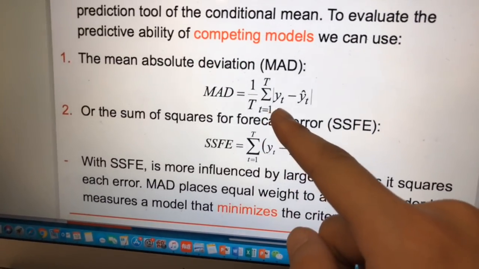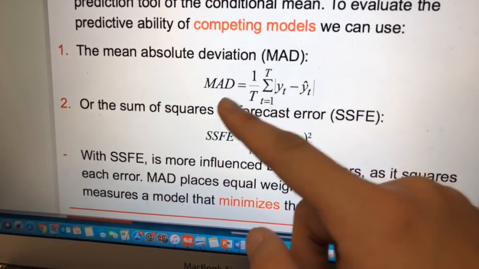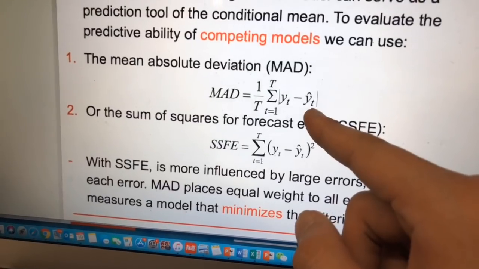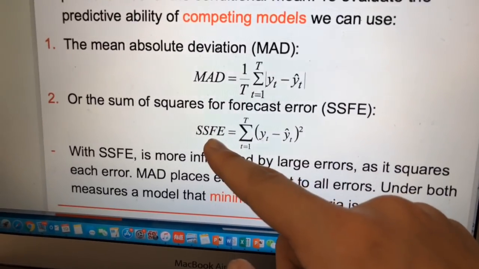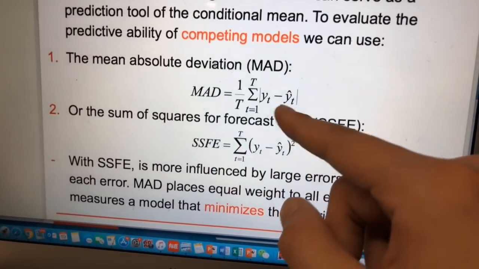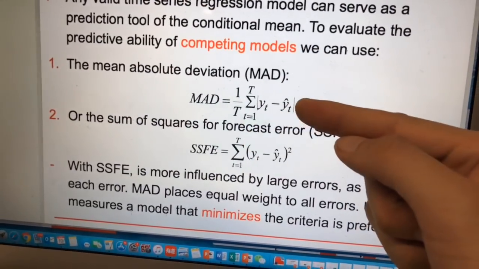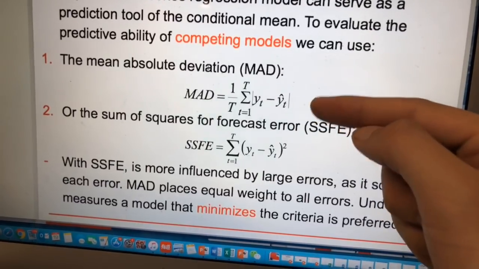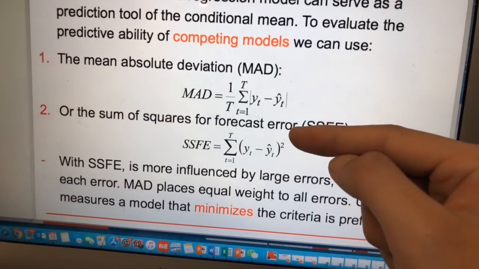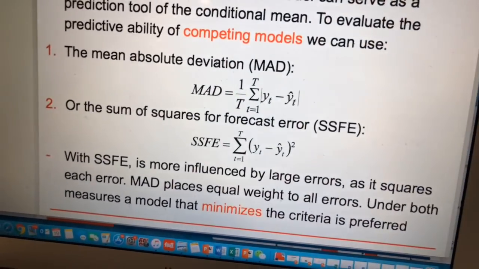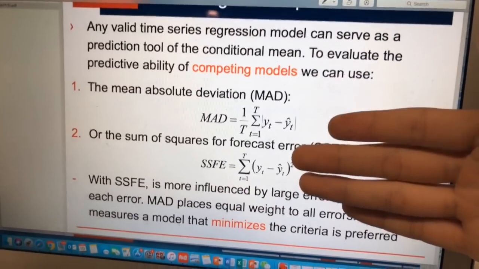MAD is, look, this is like residual, right? So the residual absolute value, average residual absolute value sum, and this one is just residual square sum, and this is just SSE, is that right? So the lower the better. For example, if you got 2 time series models, one has an MAD of 10, the other has 12, then the 10 one is better. SSFE, one has 100, the other has 144, then the 100 is better. So it's just a criteria on the model selection, okay?